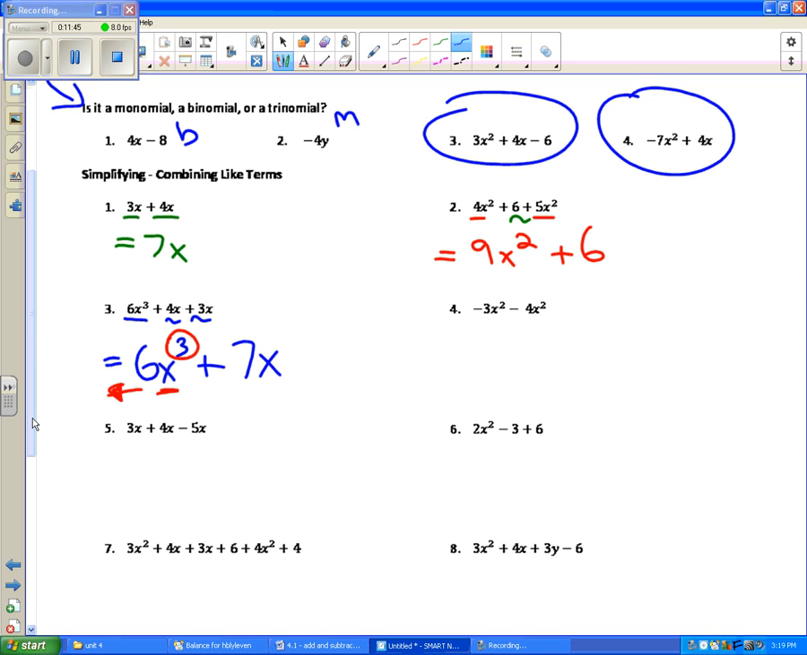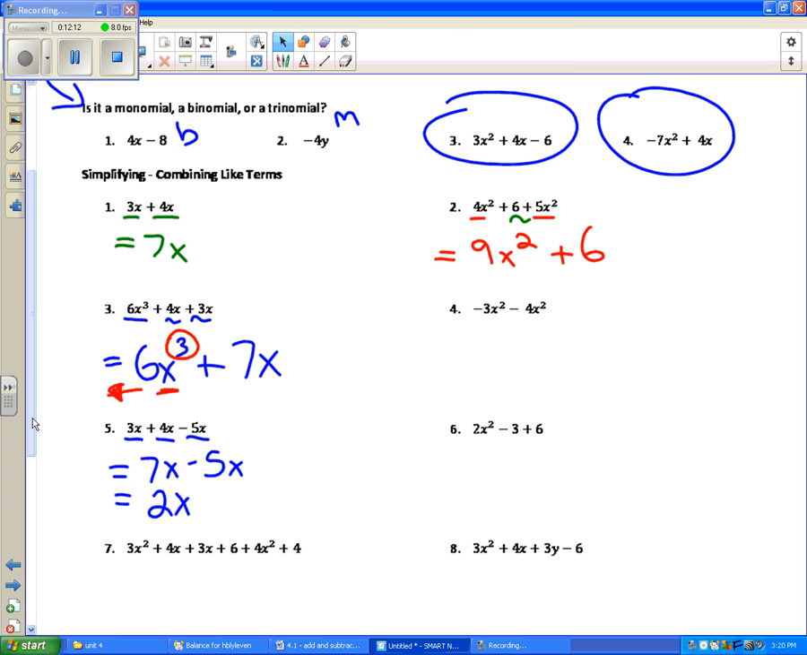Let's see, what other one did I say I was doing? I think I said I would do number 5 with us. So we want to underline our like terms. Well, the 3x is the same kind of term, so it's a like term with all of them. I'm going to do this in an extra step just to help me out. So 7x minus 5x equals 2x. And now I have simplified that question.